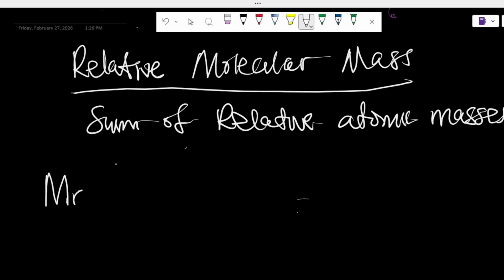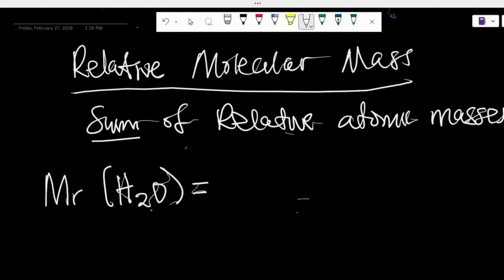So let's say, for example, we want to find the relative molecular mass of water. So how do we deal with that? Remember, this is the sum of the relative atomic masses. So the first thing that we need to understand is that we need to look at the atomic mass of each element that we have, or each atom that we have here. So in this case, we have hydrogen and oxygen. So what is the relative atomic mass of hydrogen? Remember that it is 1.